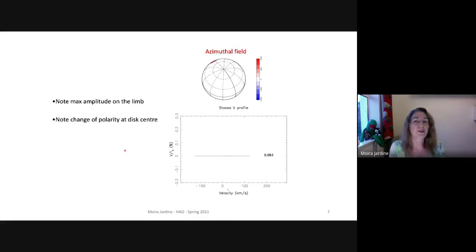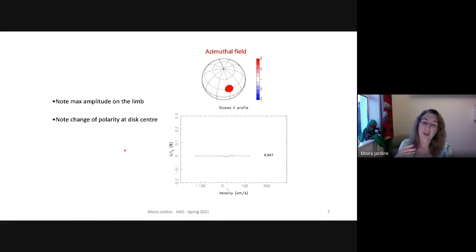We can do a similar thing by painting azimuthal field on the surface of the star. Now, in this case, the line of sight component is greatest when our patch of field is on the limb. So we see the Stokes V signature has its greatest amplitude at those times. And in fact, it switches polarity. As the patch comes towards us, the polarity is one way, and as it recedes, it's in the opposite direction.